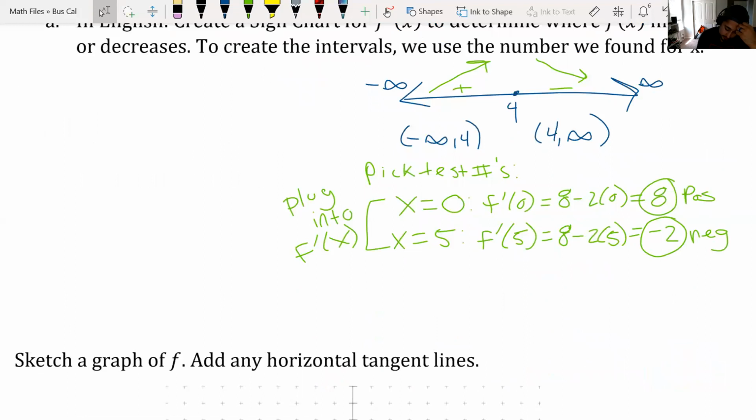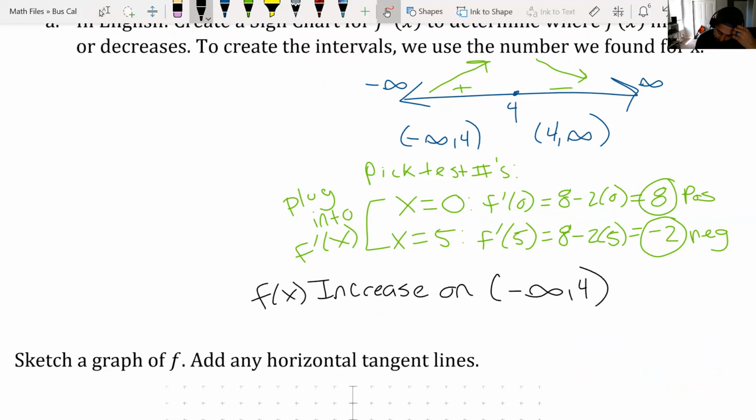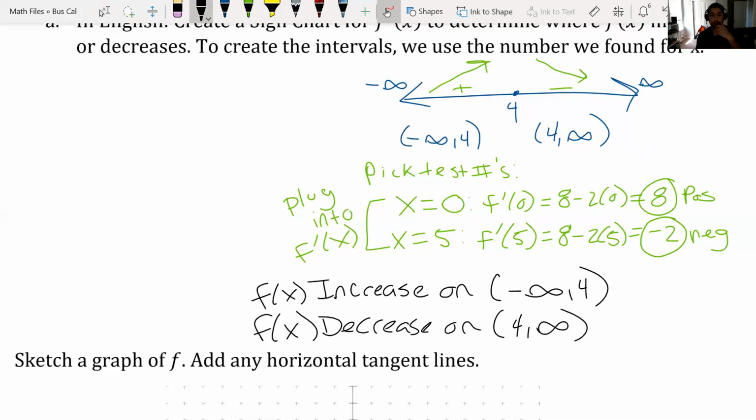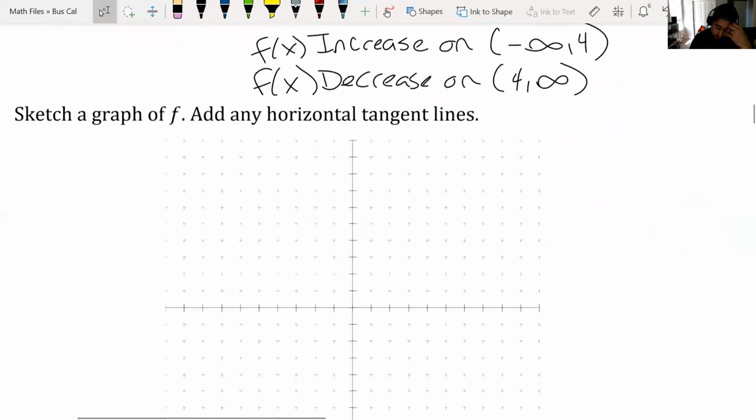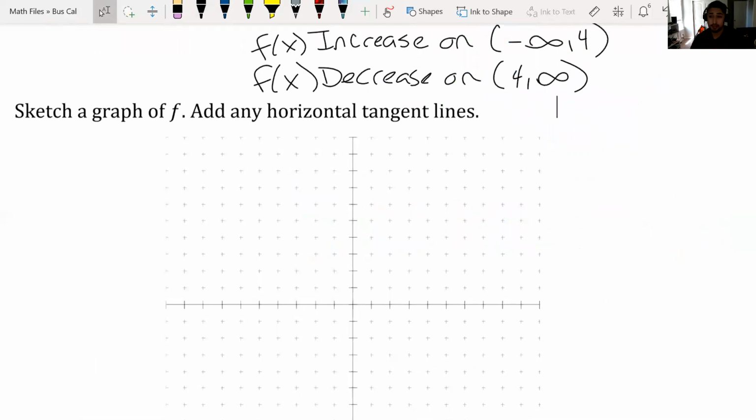So I guess I could write that down. F of x, not f prime. F of x increases on negative infinity to 4, and f of x decreases on 4 to infinity. That's all based on the sign chart above. Okay, now we want to sketch the original function just using the characteristics of the first derivative.